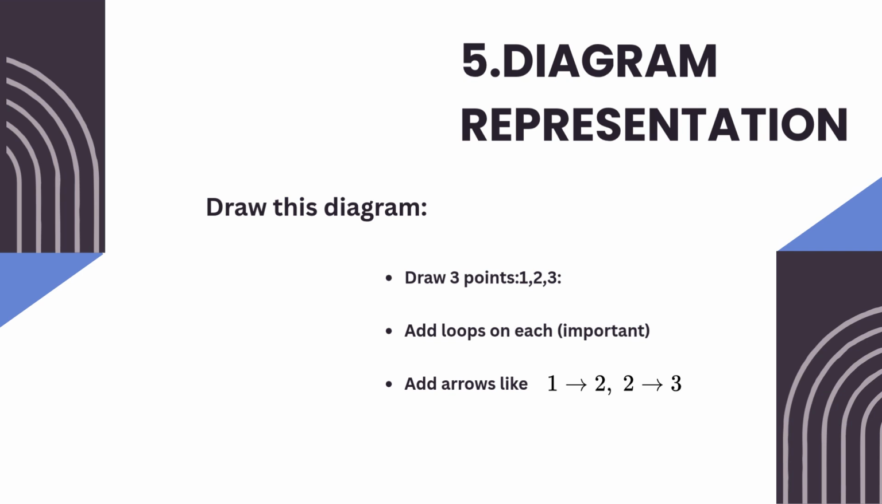This slide explains the diagram representation of a reflexive relation. The loops show that each element is related to itself, which makes the relation reflexive. The arrows represent optional relations between different elements. So this diagram helps us understand visually that reflexivity depends on every element having a self loop.